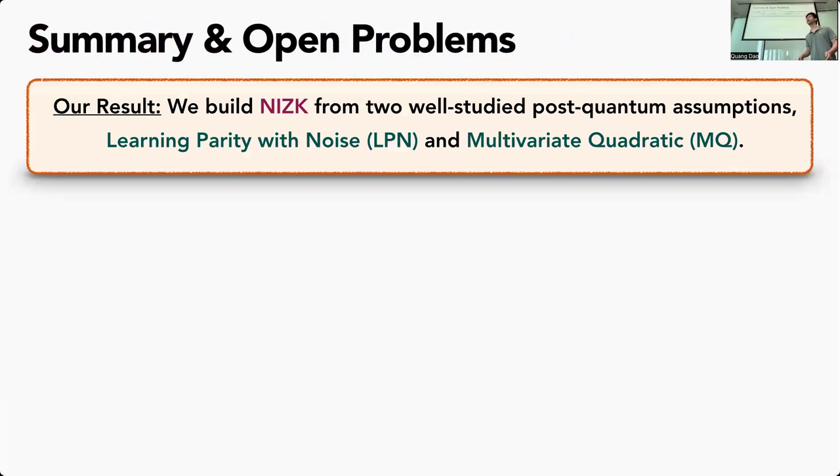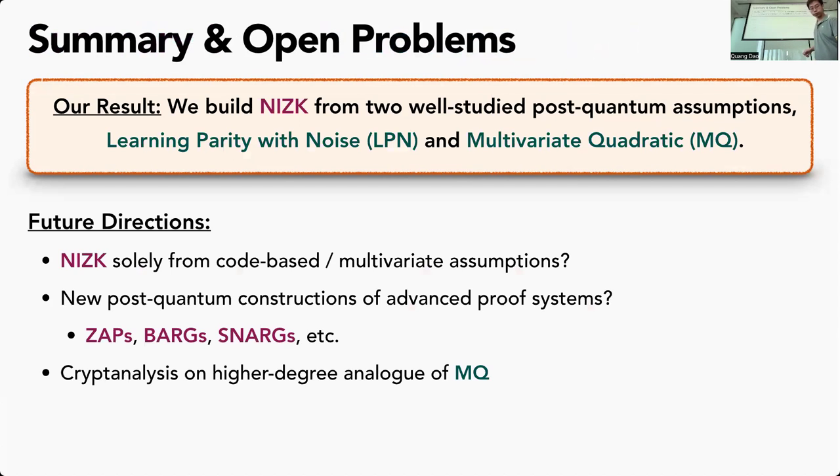The summary here is that we built this new construction of NIZK from 2 well-studied post-quantum assumptions, LPN and MQ. And by doing so, we expand the diversity of NIZK constructions, especially in the post-quantum setting. I also think our work leaves a lot of future directions open. Namely, can we achieve NIZK from purely code-based or multivariate-based assumptions? So LPN and MQ, we're relying on them together, but can we remove one of the 2?